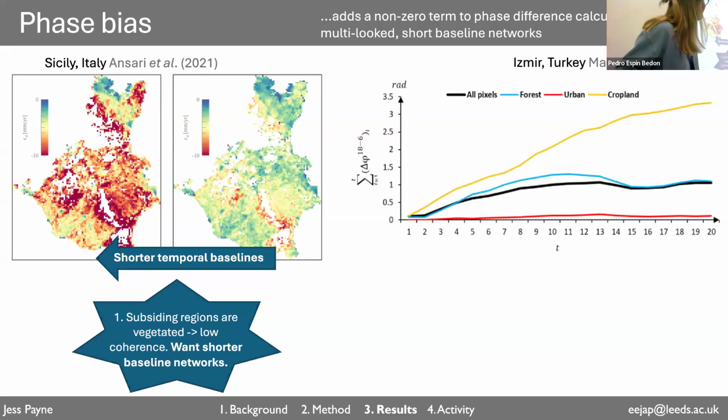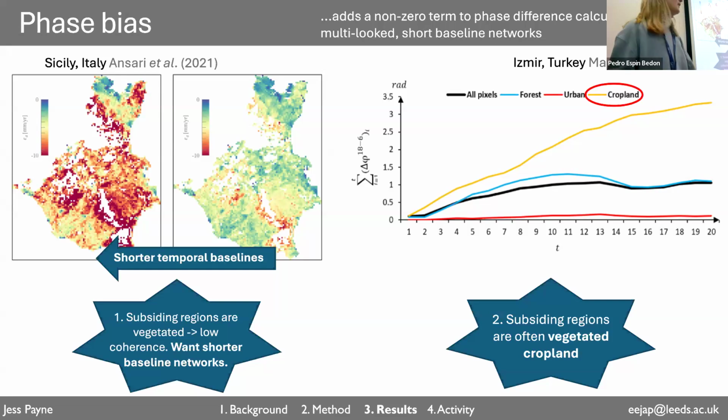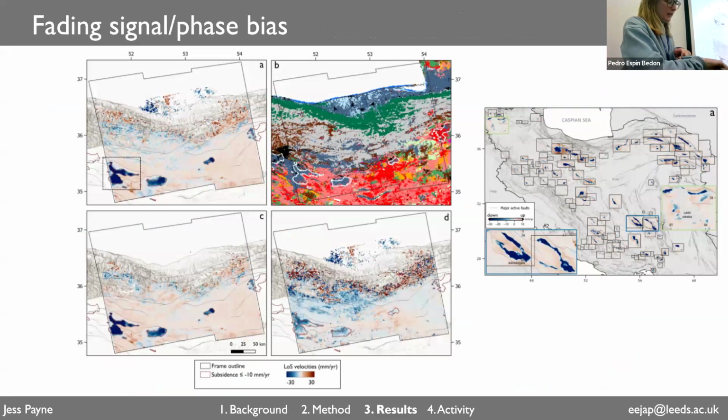As well, studies by Mercedes, who Yasser spoke to yesterday. He studied this area in Turkey, and this is a measure of phase bias on the y-axis. And we found that areas of cropland, for example, have the highest values of phase bias. So these two studies show that areas of subsidence with vegetated cropland are most susceptible to phase bias error.